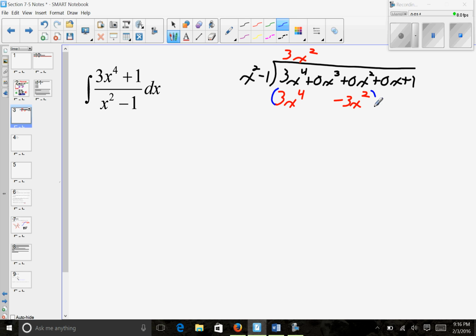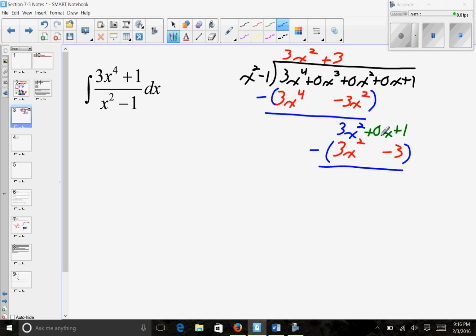And then I'm going to subtract this. So the 3x^4 is canceled, 0x^3 isn't needed. Then 0x^2 minus negative 3x^2 would be a positive 3x^2. And then I bring down the terms I haven't used yet. And I repeat the process. So to get 3x^2, I would multiply x^2 by a positive 3. Take that 3 times the x^2 minus 1. Subtract this. 3x^2 is canceled. I don't need 0x. 1 minus negative 3 is going to be 4. And that's going to be my remainder.